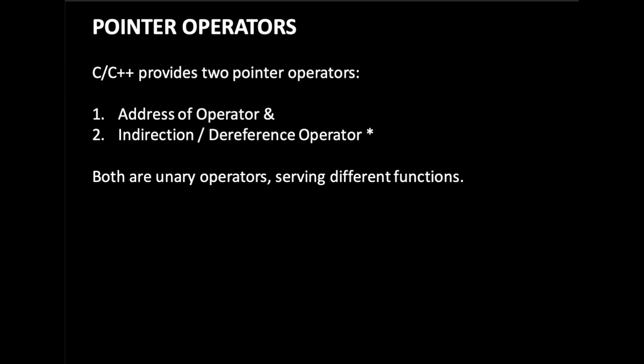C and C++ provide two pointer operators. They are the address-of operator, which we went through in a different video, and the other one is the indirection, or sometimes we refer to it as the reference operator, star. Both of these are unary operators serving different functions on pointers.